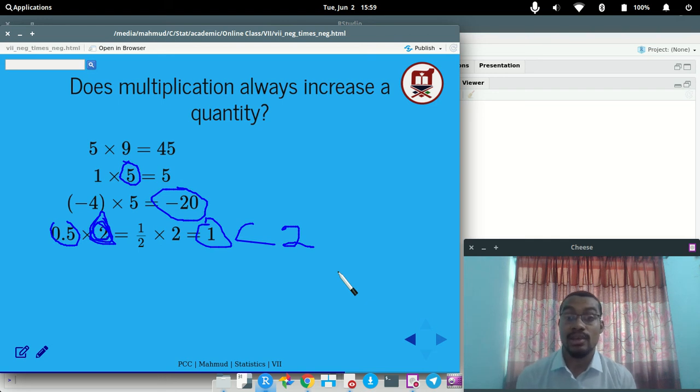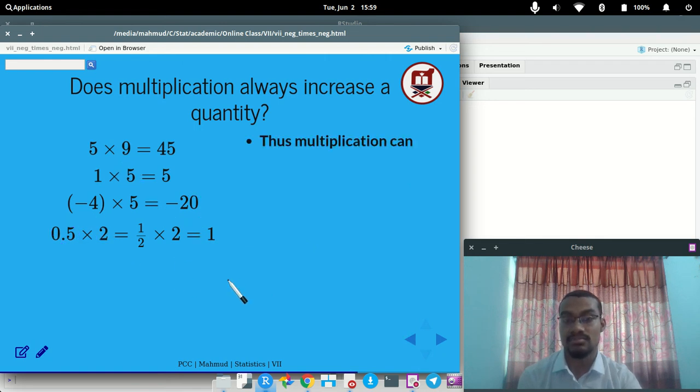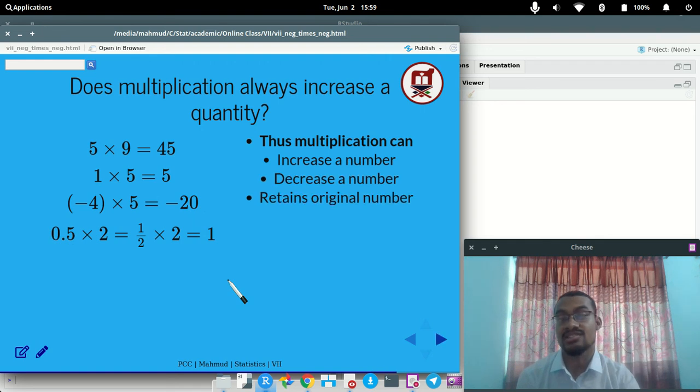Actually, when we multiply a number by 1, it doesn't increase at all, it remains the same. And if we multiply some number by a number which is less than 1, then our result will be less than the initial number, like this. So multiplication can do three things: increase a number, decrease a number, and retain the original number.